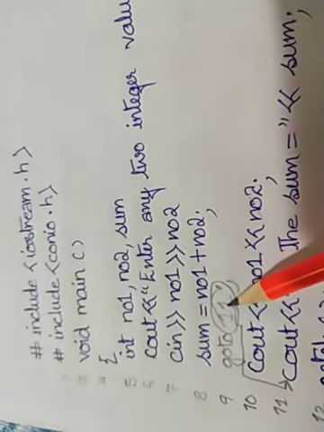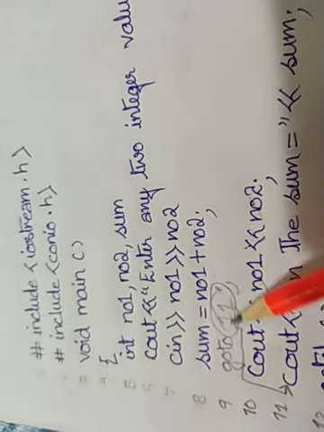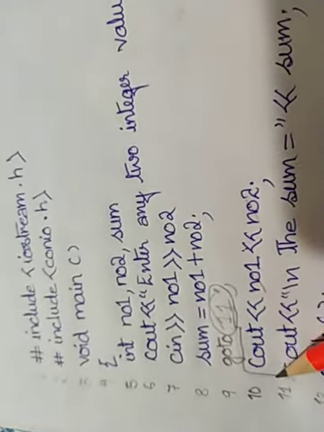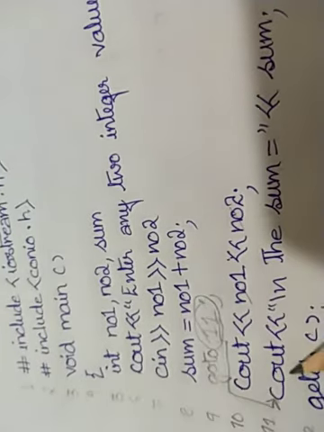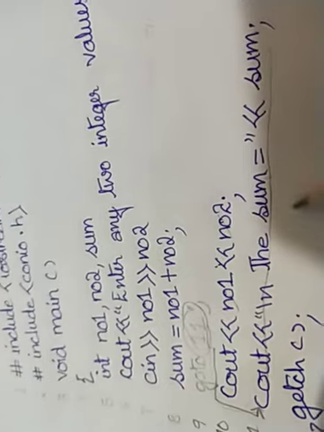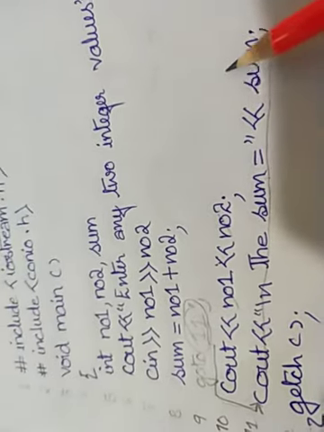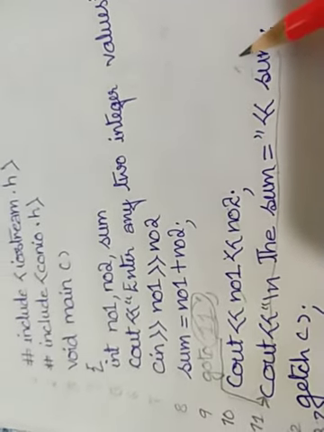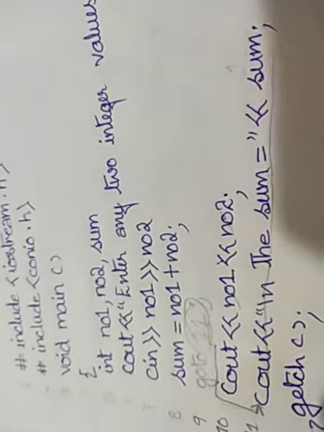The moment it compiles and executes here, it gives the command and goes to line 11, executes this statement, and prints out that the sum is equal to the value stored in the variable sum.